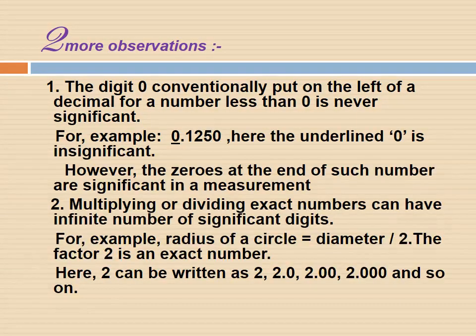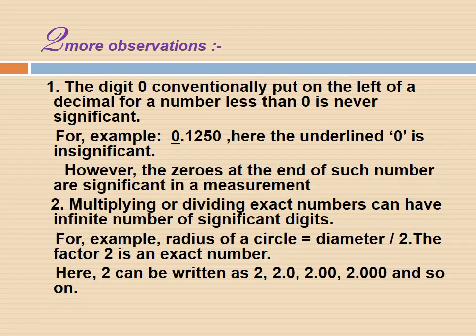Let me see what two more observations there are and how to use the rules. Observation one: the digit 0 conventionally put on the left of the decimal for a number less than 1 is never significant. For example, consider the number 0.1250. Here, the underlined 0 is insignificant. However, the zeros at the end of such a number are significant in a measurement.